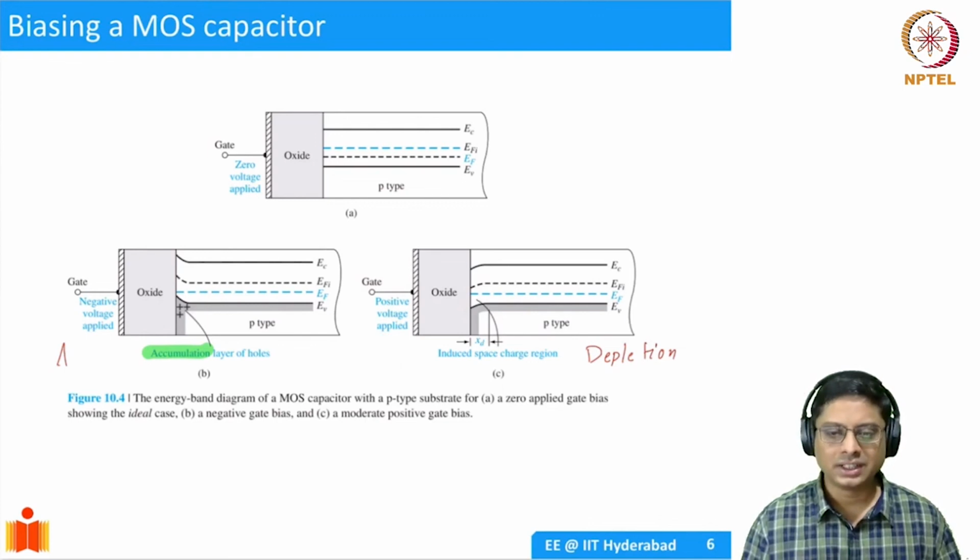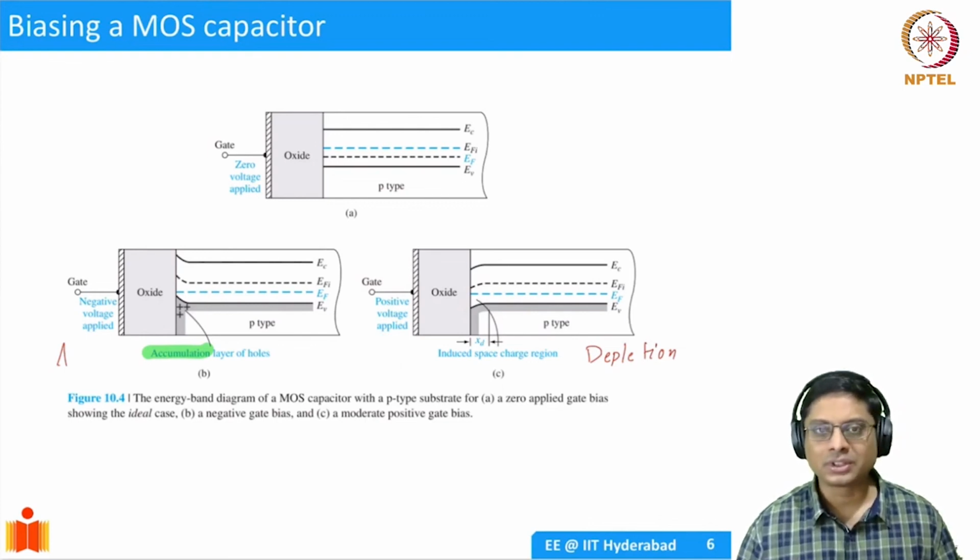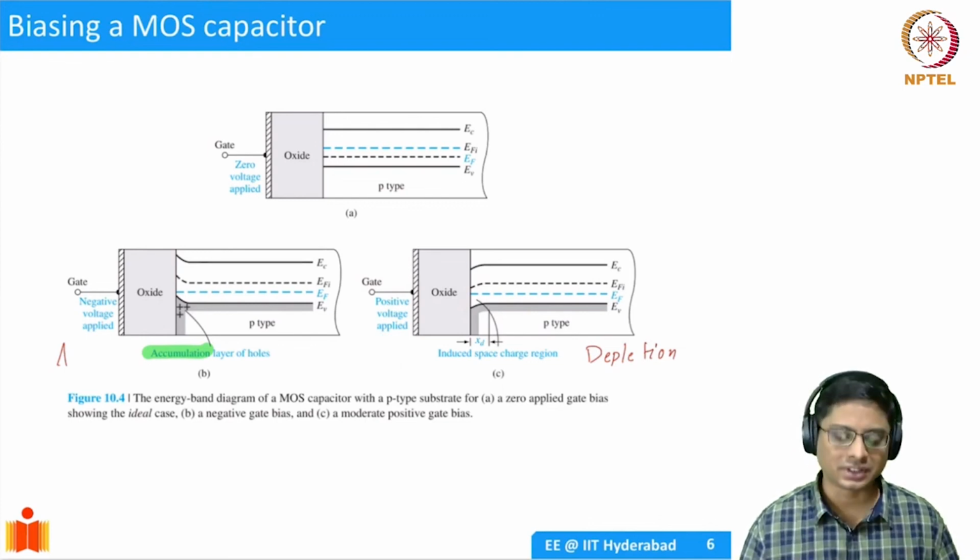Okay. In the next video, we will just talk about what is known as inversion. Okay. Inversion also is another important property, and that plays a very, very crucial role. That's why I want to talk about it in a separate video.